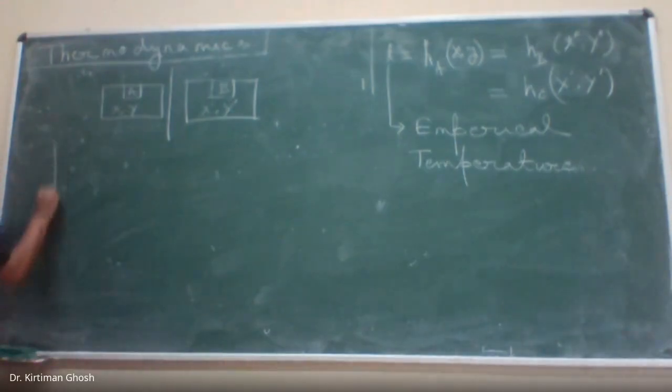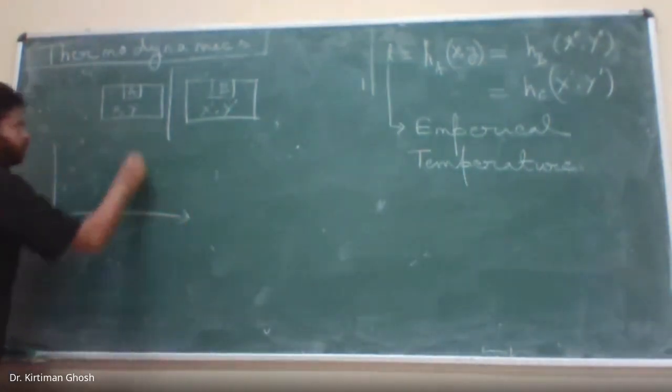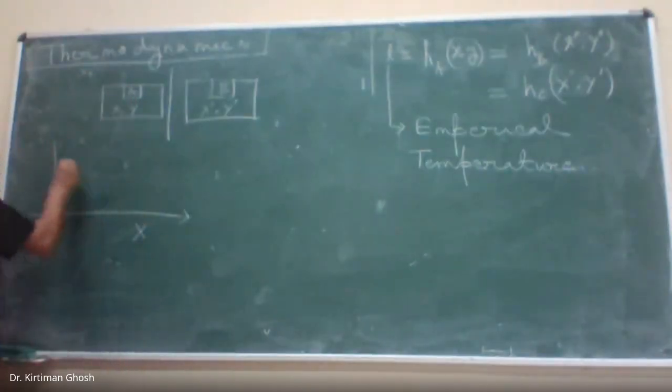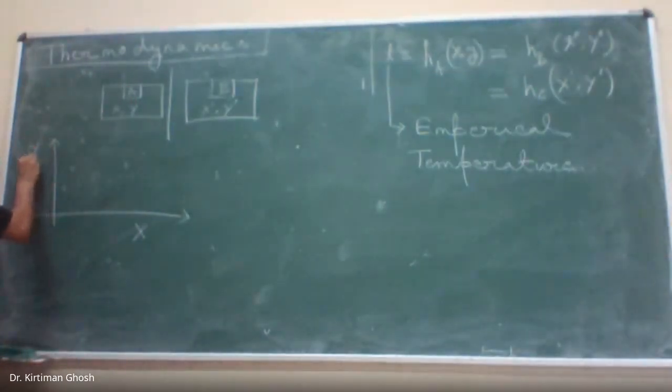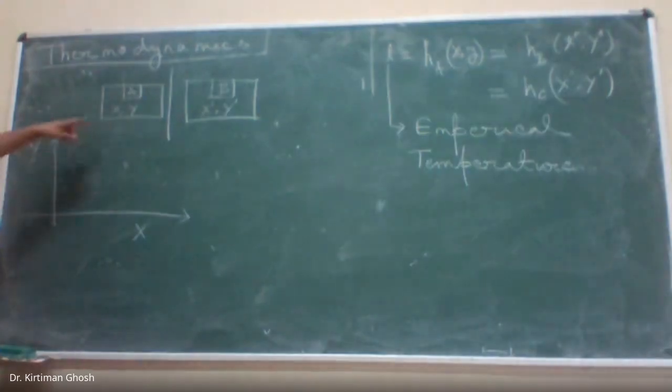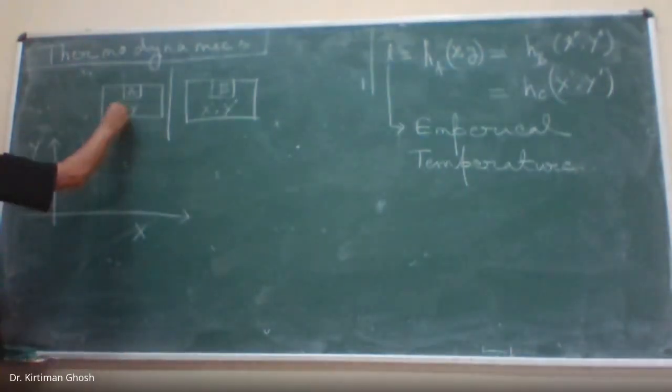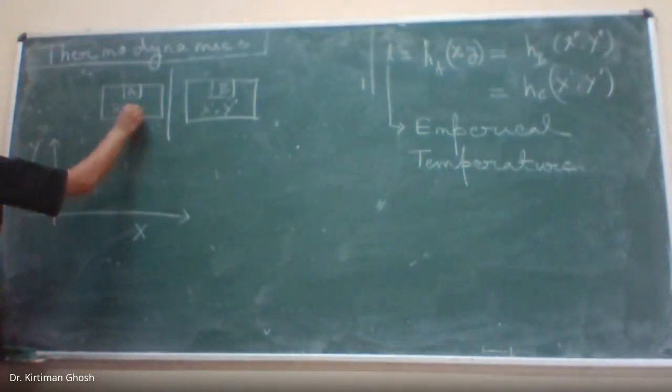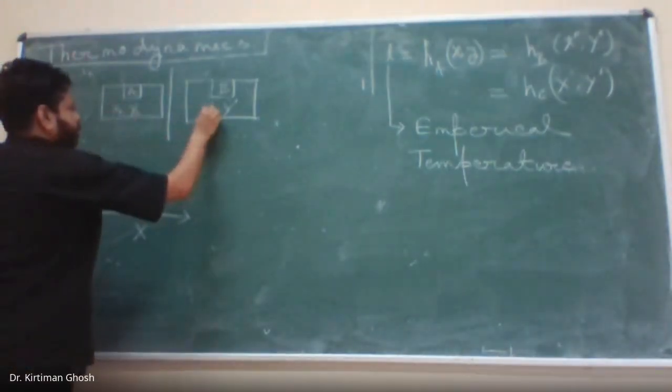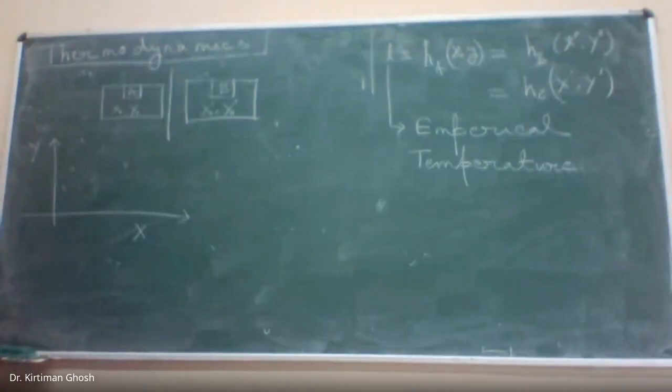So if I draw a plot for system A, x and y on a plane, let us assume that this is x0 and this is y0. This is x prime 0 and y prime 0 at the initial condition. This represents a point here. So this is my x0 and y0 here. So this is system A.